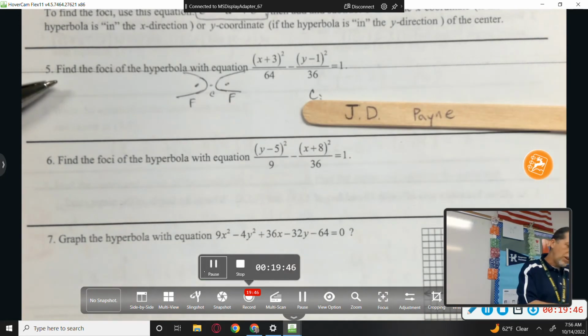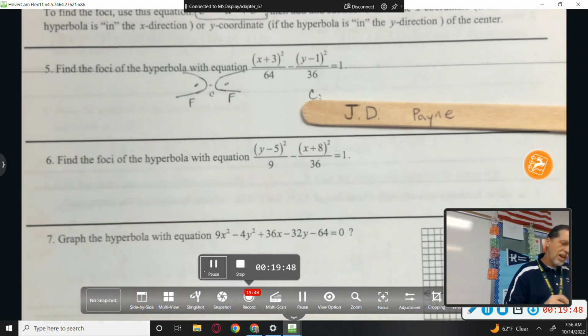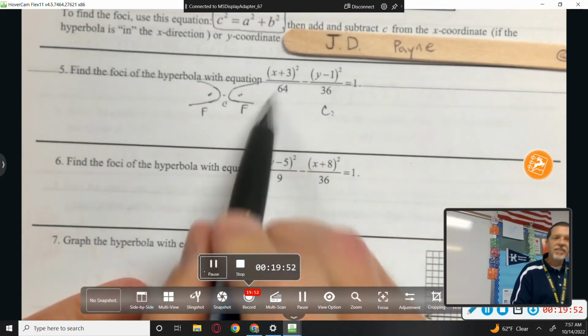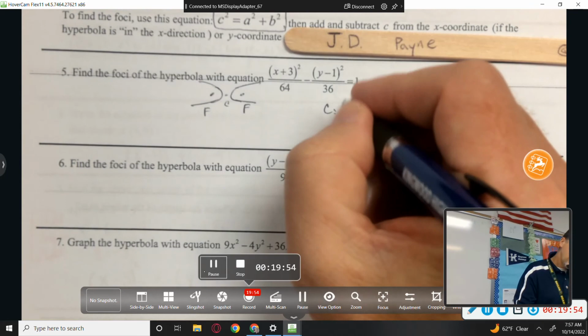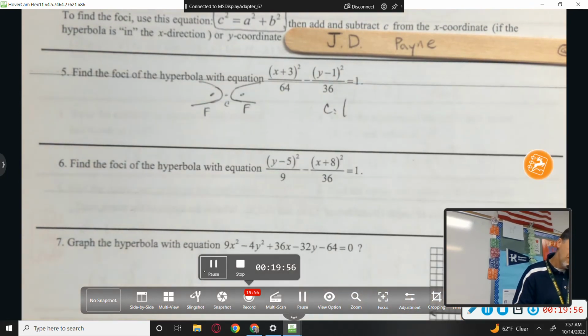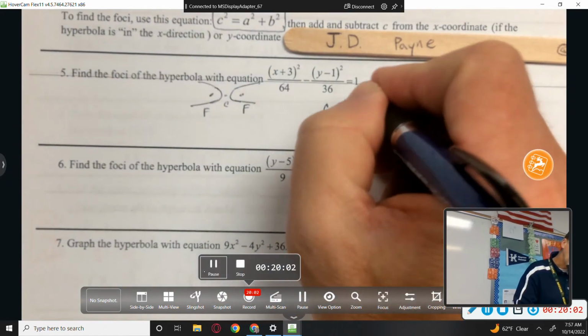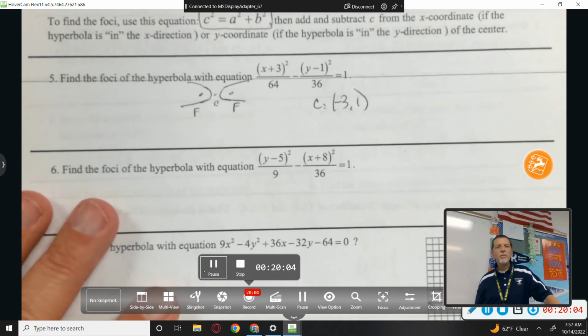So JD, what's the center of that hyperbola of number 5? Negative 3, 1. Wait, the center? Yeah, you're right. I'm sorry. Negative 3, 1. You said that right. Negative 3, 1.